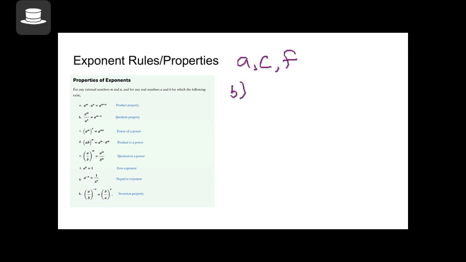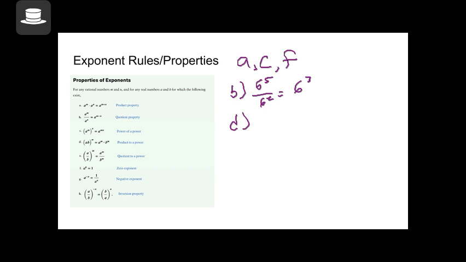So B says that if I have the same base, again, we have to deal with the same base. So if I take a to the m divided by a to the n, then I subtract the exponent. So like with A, when we are multiplying, we add. When we are dividing, we subtract. So just as an example, if I had 6 to the 5th over 6 squared, then that would leave me with 6 to the 3rd because of 5 minus 2 being 3.